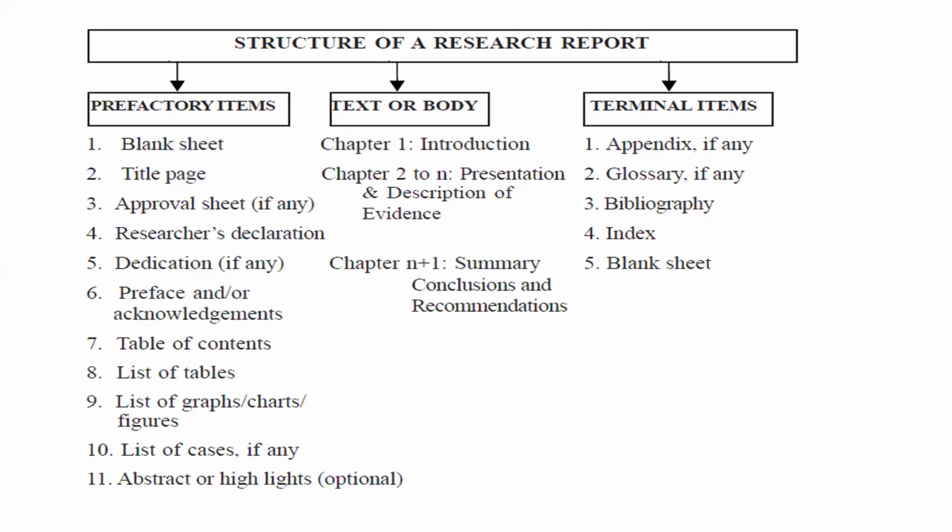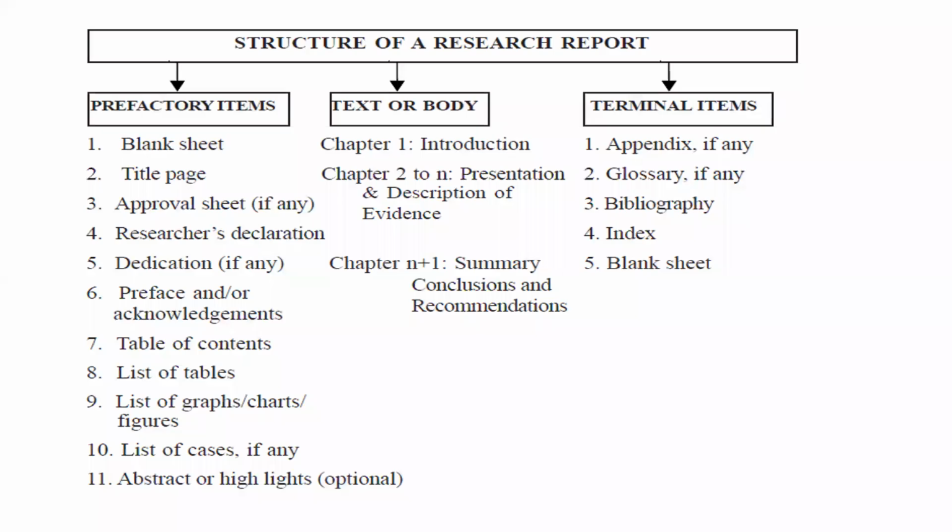Now, starting with the structure of the report, these are the three important parts of the structure of a report: the prefatory items, text or body, and then you have terminal items. We have already discussed prefatory items, where we covered the title page, approval sheet, table of contents, list of tables, dedication, list of cases, and abstract. Then we discussed text and body, the different chapters under the text or body of the research report. Now we would discuss terminal items.